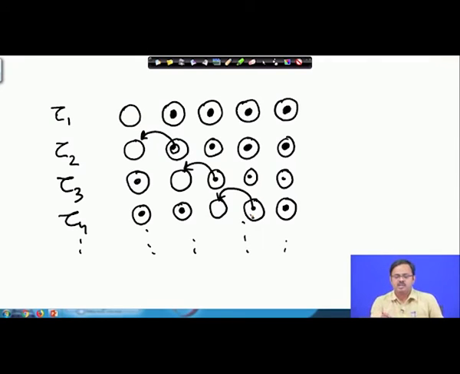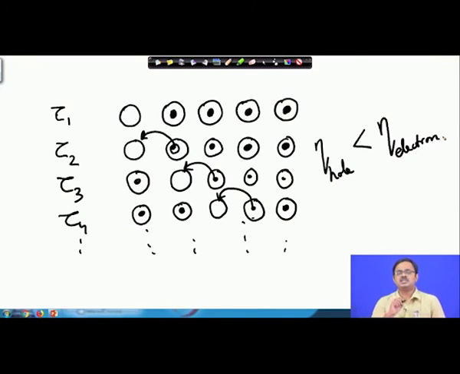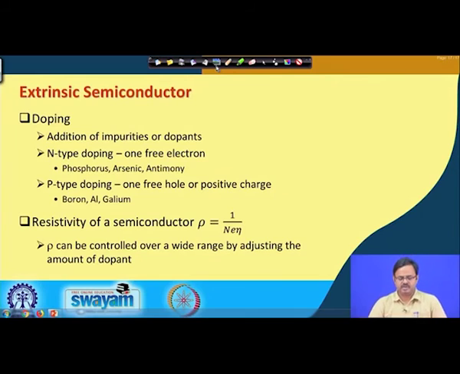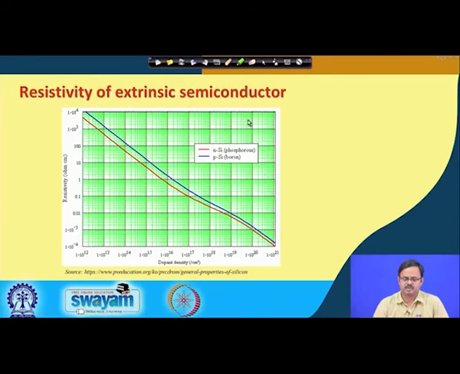Therefore, the mobility of a hole is much lesser than the mobility of an electron. Why? Because this is due to the mechanism of movement of the holes, whereas an electron can just jump from one place to another, one atom to another. So, that is the reason why the resistivity of an n-type semiconductor is lower, I won't say much lower, it is lower compared to a p-type semiconductor.